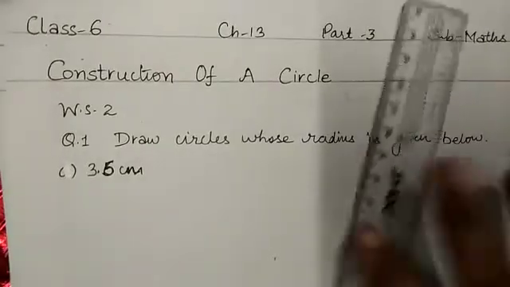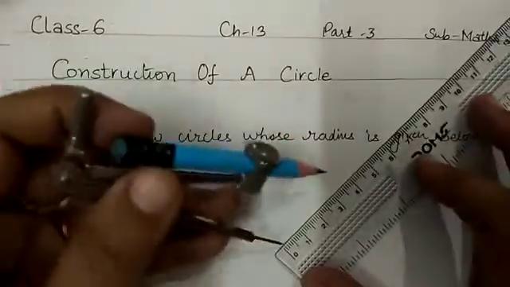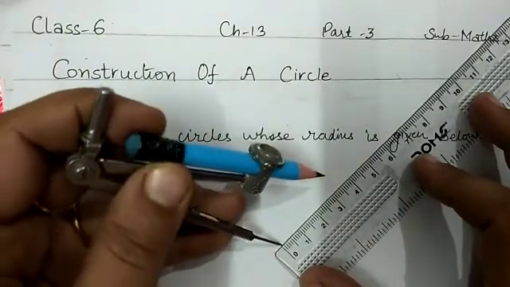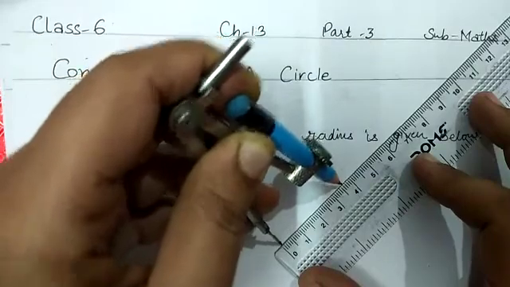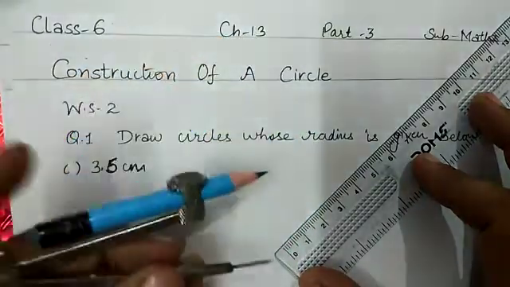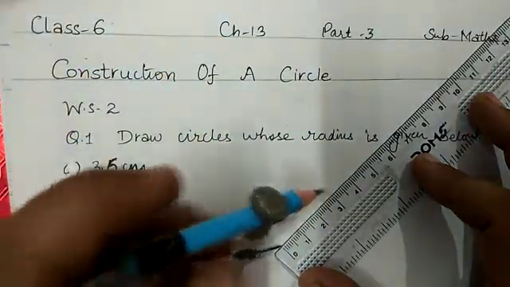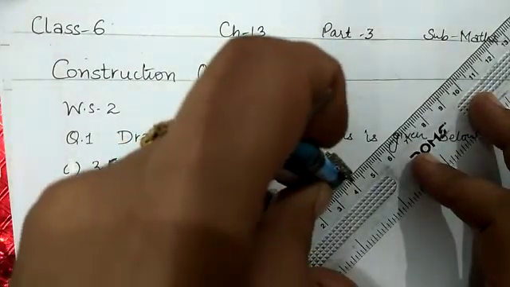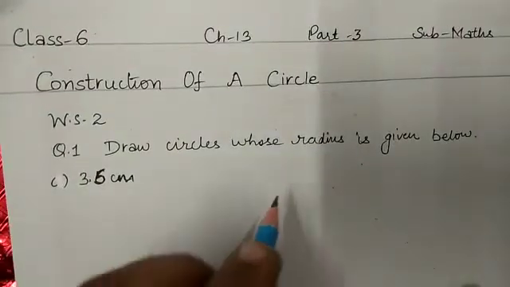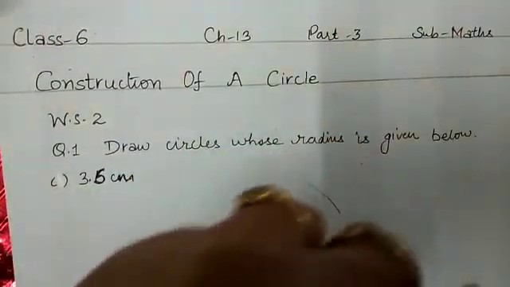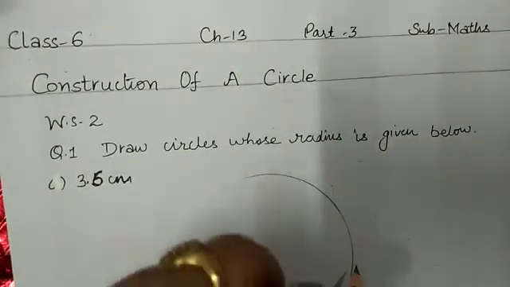First of all, with the help of our scale, we will open our compass up to 3.6 centimeter. For this, we will keep the tip of this compass at point 0 and open it up to 3.6 centimeter. Now, we will take a point on the paper and draw a circle of this radius.